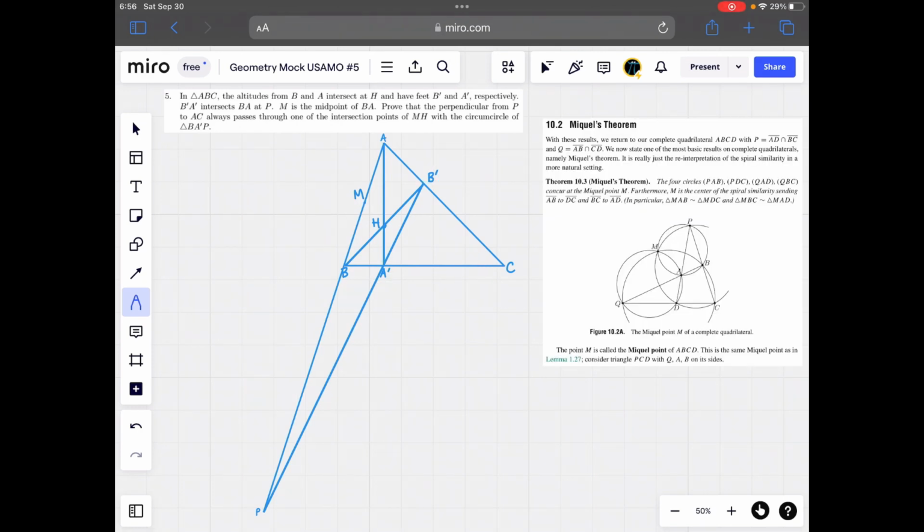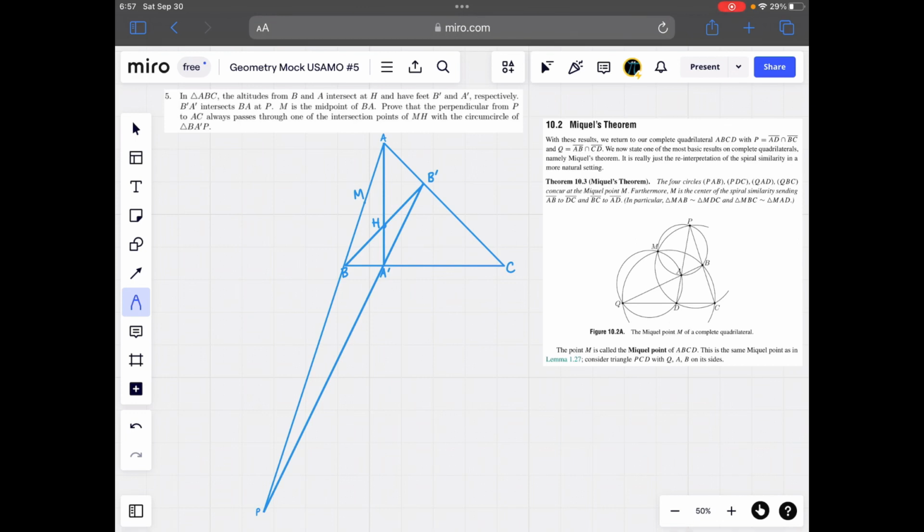We have Miquel's theorem, which I pulled up from USAMO, and it's used on a complete quadrilateral ABCD with P equals AD intersect BC and Q equals AB intersect CD. Miquel's theorem is relevant here because we have a complete quadrilateral AB, A prime, B prime, where C equals BA prime intersect AB prime, and P equals AB intersect A prime B prime. Miquel's theorem states that the four circles PAB, PDC, QAD, and QBC concur at the Miquel point M.